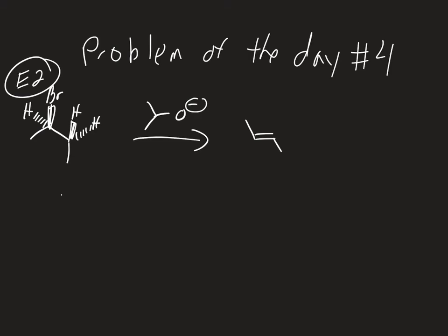All right, problem of the day, number 4. So problems of the day, I guess, as it were. This first one was an E2 reaction. So E2 reaction means you're going to make a pi bond.